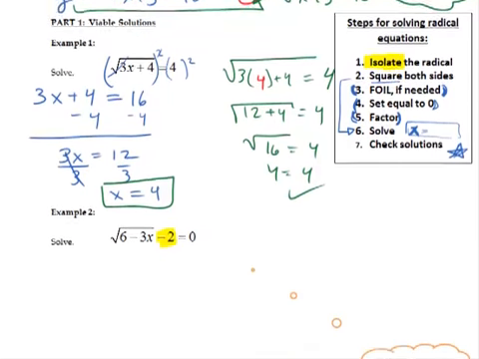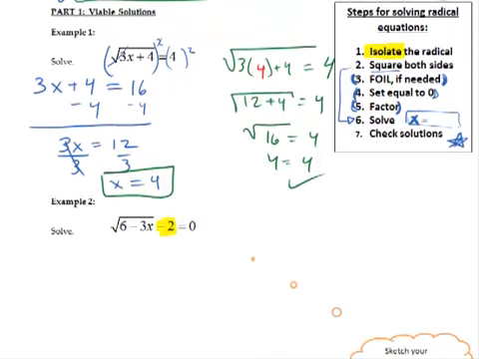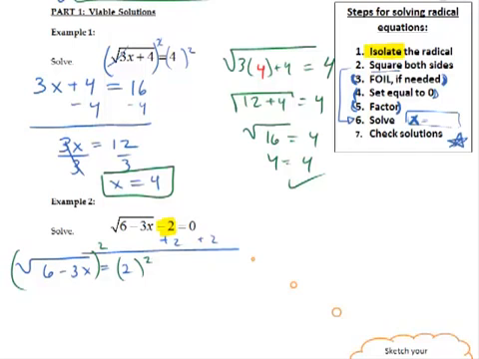All right, example 2. This one, we have to isolate the radical. So when we do that, let's move this 2 over, first of all here. So add 2 to both sides. We end up getting the square root of 6 minus 3x equals 2. Then we have to square both sides. Square root and the squared cancel, so we get 6 minus 3x equals 4, and then just keep solving.